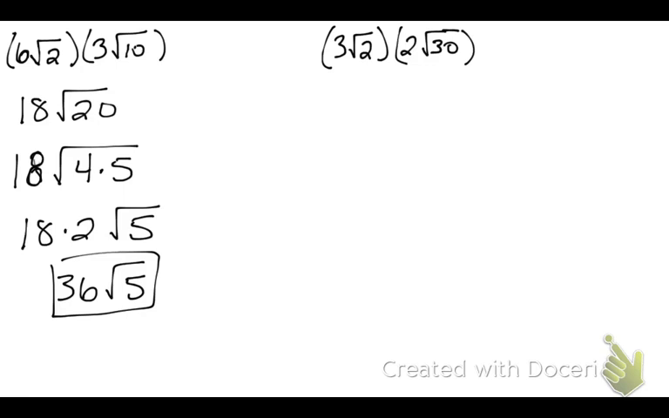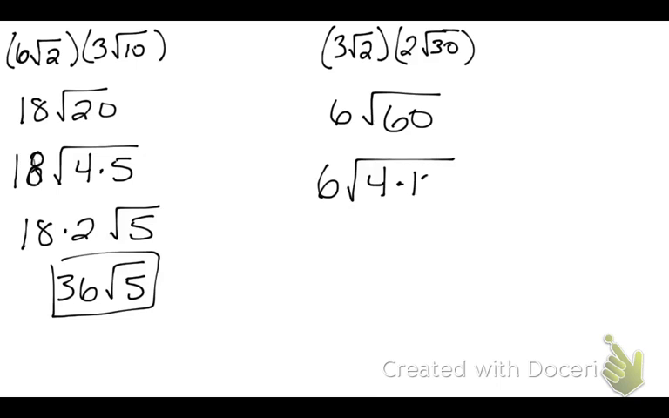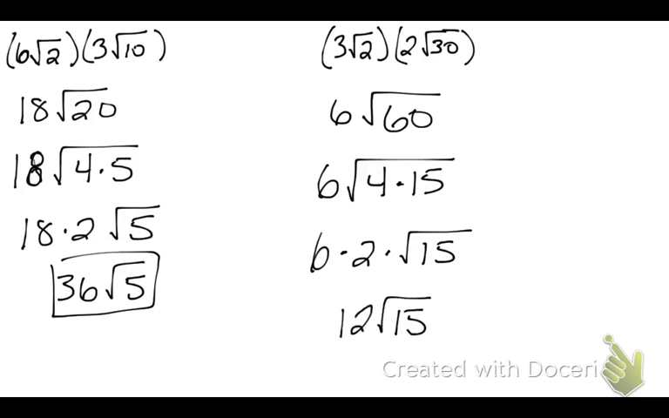Last one. 3 times 2 is 6. This would be 6 root 60. How are we going to think about 60? Well, it's 4 times 15. It's the only perfect square. Square root of 4 is 2, so 6 times 2 times the square root of 15. 15 is just 5 times 3, so that's not going to simplify. So we get 12 square root of 15, and it doesn't go any further.